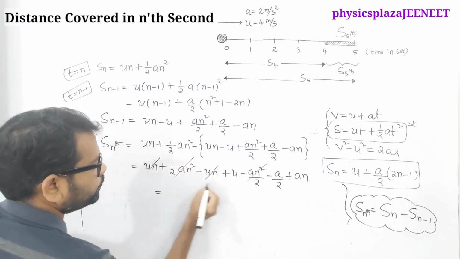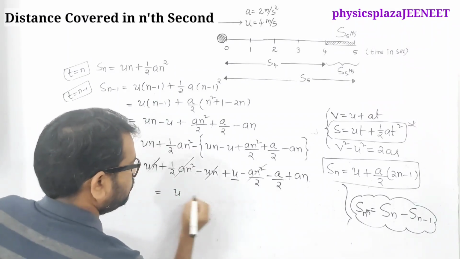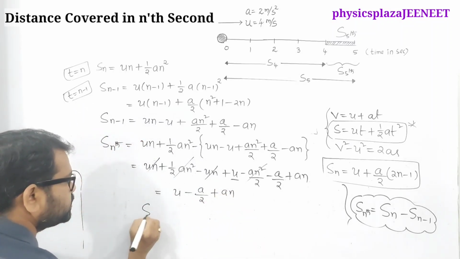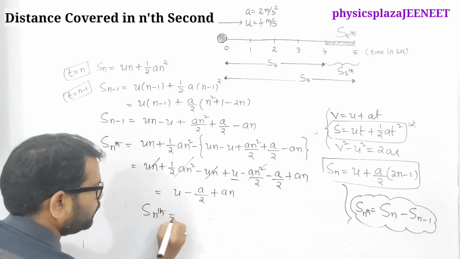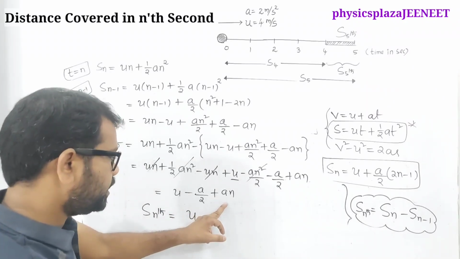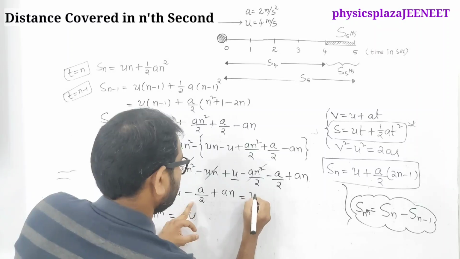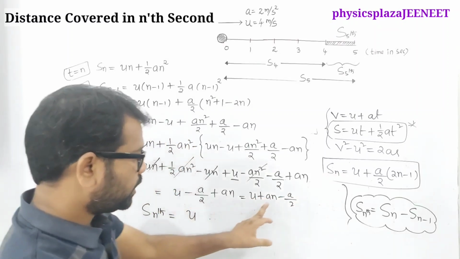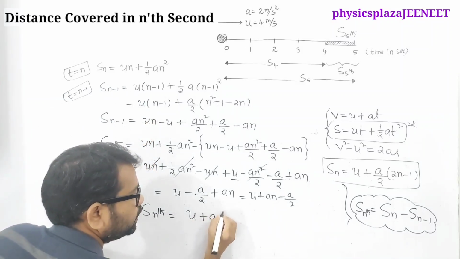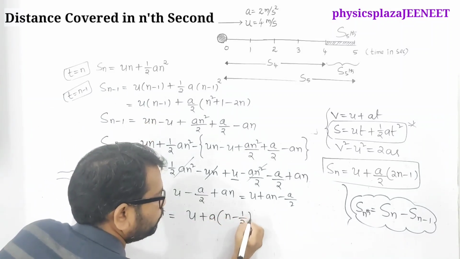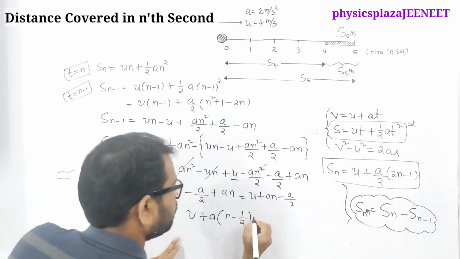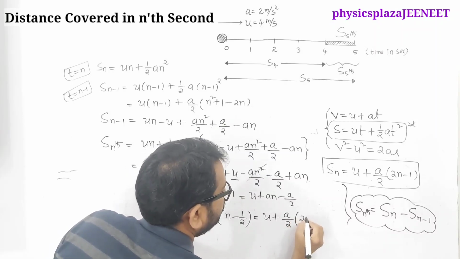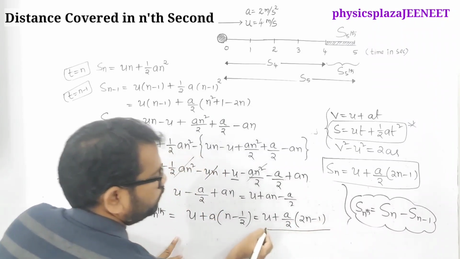So now what is left, children? Here u is left, minus a by 2 is left, plus a n is left. So distance travelled in the nth second is equal to u plus a n minus a by 2. You can write like this also, plus a you can take as common, that will be n minus 1 by 2. Or you can take half also common, this will be u plus a by 2 into 2n minus 1. So this is the required formula.